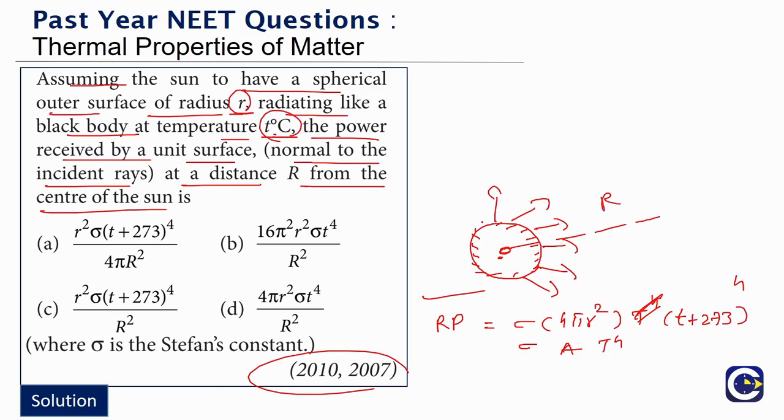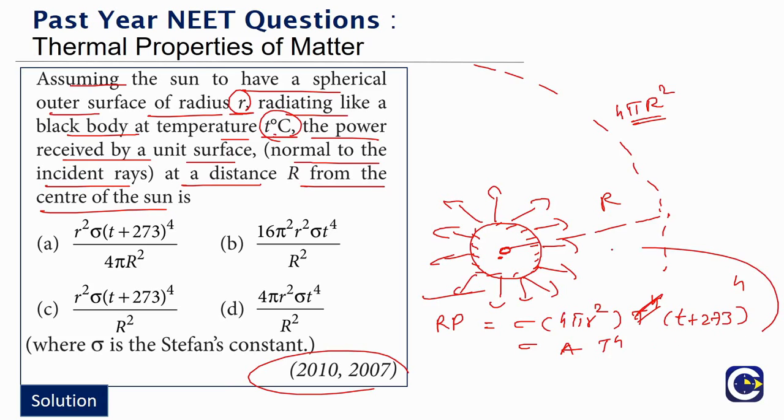Whatever the radiation power given by the sun, if you look at how much area it will cover at a distance capital R, it will cover a spherical area of 4 pi capital R square, isn't it? Whatever the power emitted, it will fall on this 4 pi capital R square area. They are asking the power received per unit surface at a distance capital R. Whatever power is emitted by the sun is falling on 4 pi capital R square area, right? So the power received per unit surface will be the radiation power divided by the area on which it is falling, 4 pi capital R square.